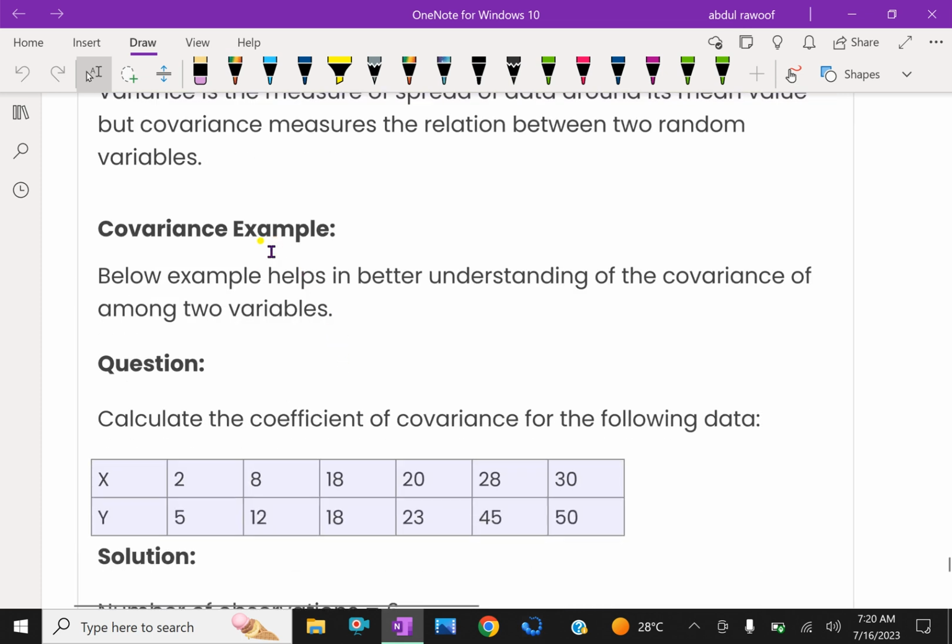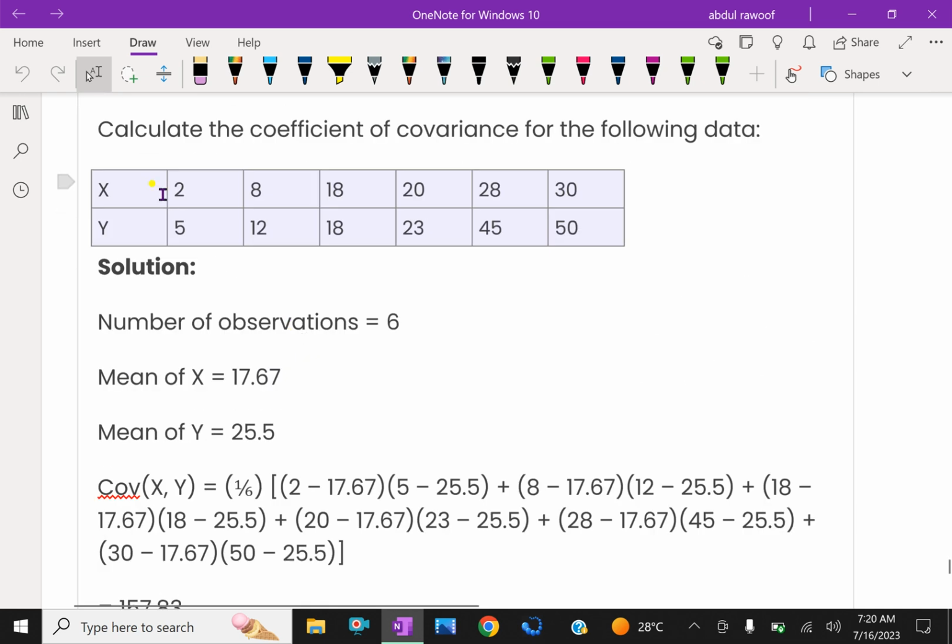Now let's do an example of covariance. Look at this example. Calculate the coefficient of covariance for the following data. X data is given, Y data is given. You have to find how they are related as a covariance. The number of items, that is the observations, is 6, so n equals 6. You have to find the mean: add them and divide by 6.